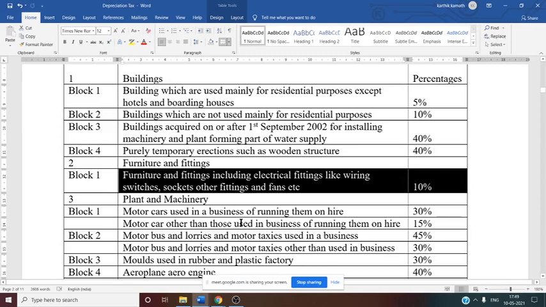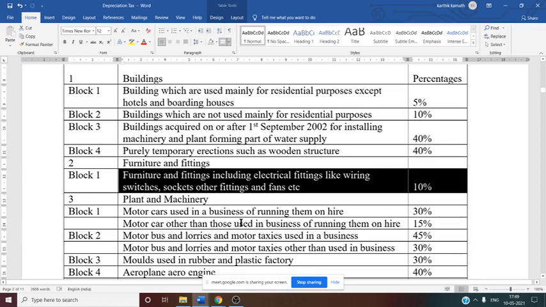Third one now, plant and machinery block 1. Under plant and machinery, after assessment year 2007 we can consider the motor car also. So general rate of depreciation for plant and machinery in the block of asset, that is 15%. So under 15% you can write motor car also. So motor car used in the business for running them on hire purpose. In that case here they have given 30%, but from the point of view of examination only 15% for car will be given.